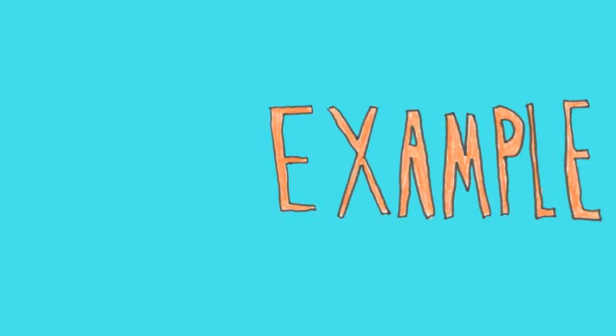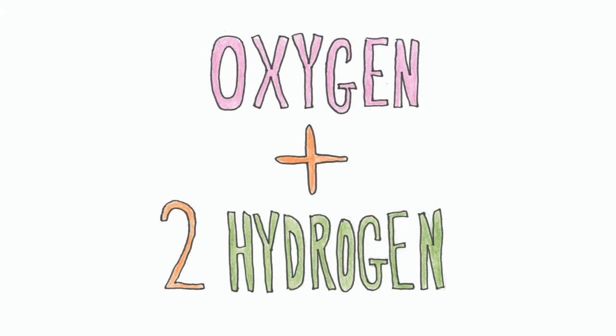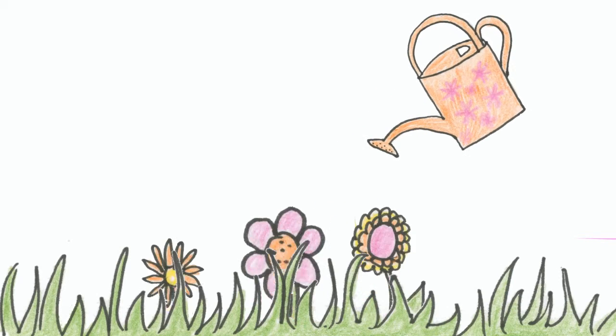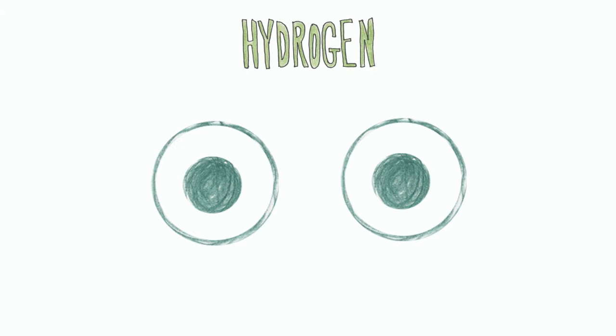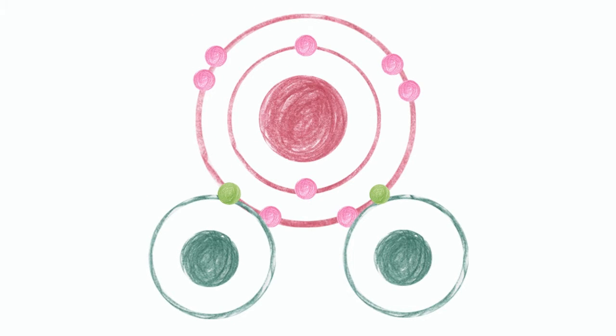Here is an example. Oxygen bonds with 2 hydrogen atoms to form a water molecule. The oxygen atom has 6 electrons in its outer shell, but needs 2 more to complete it. Hydrogen atoms have only 1 electron in their outer shell but would like 2. And so 2 hydrogen atoms join with an oxygen atom so that they can all have full outer shells.